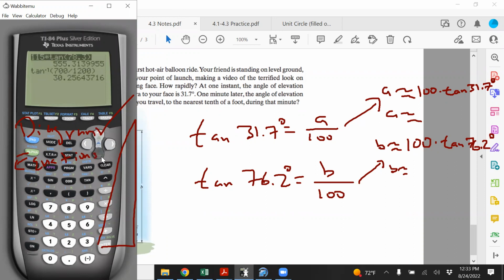Actually, let me just. Yeah, 100 times tan of 31.7. 61 point, or we'll say 62. And next one, 76. We'll say 407.